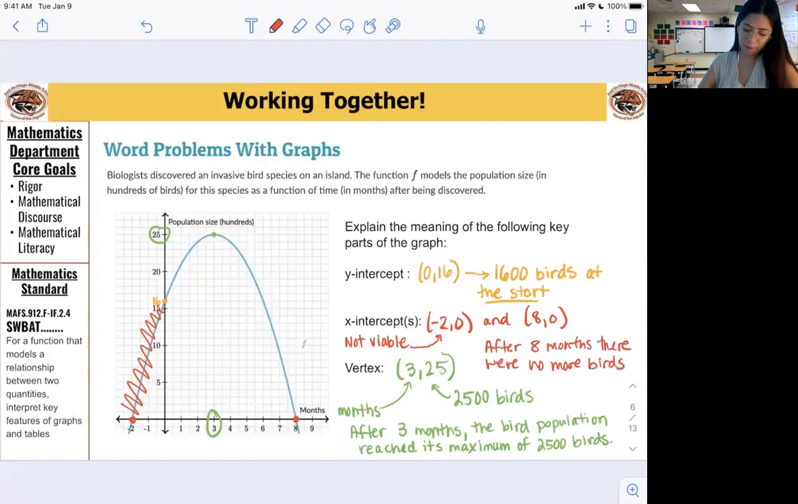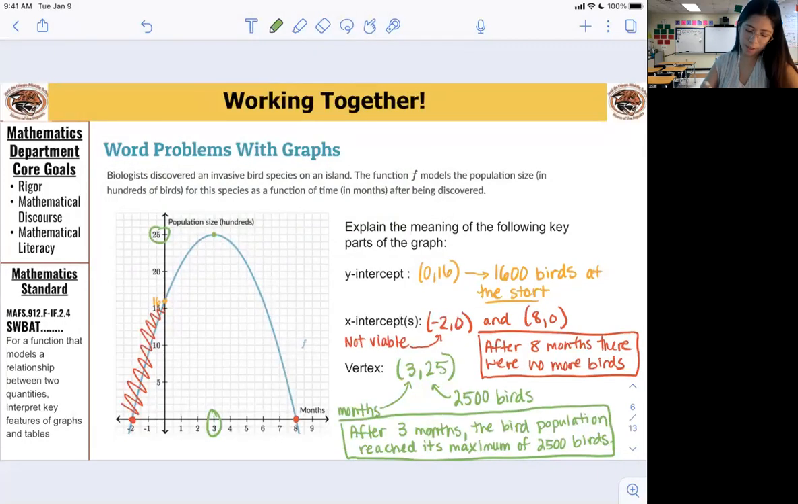So this could have happened for a variety of reasons. Like Ajira said, it could have been something environmental, or if you read the problem, it says that the population of birds was an invasive species, which is not a good thing. Invasive species can really mess up the environment. So maybe the scientists or the biologists found a way to have them leave or die, or who knows what they did. But in any case, there were no more birds after 8 months.